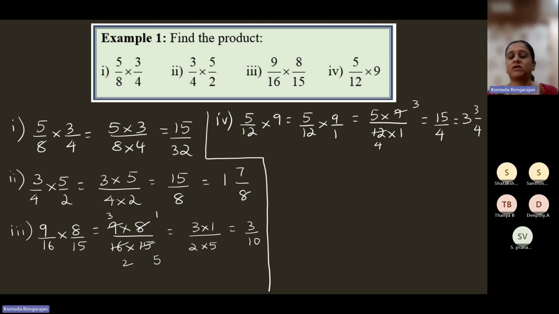4 into 1, 4. And whenever the fraction is an improper fraction, write it as a mixed fraction. So 3 by 4. So this is how we multiply fractions.